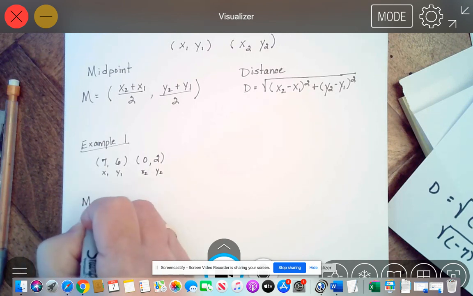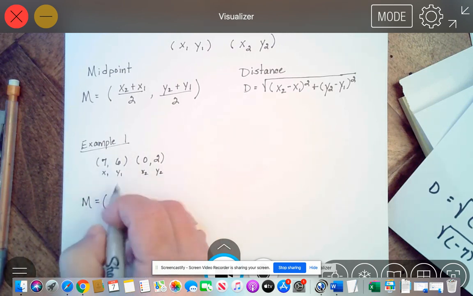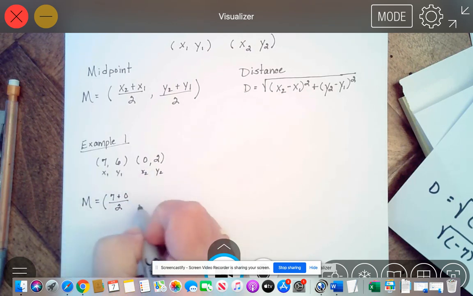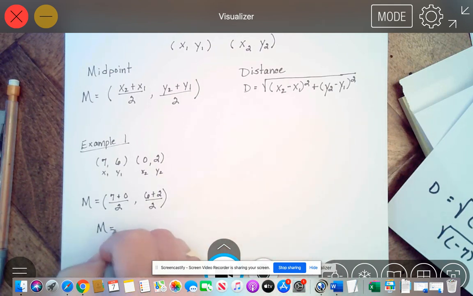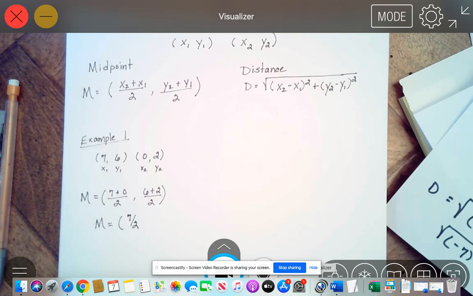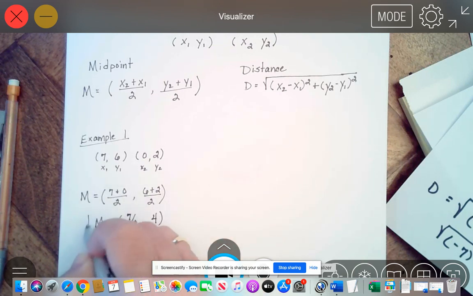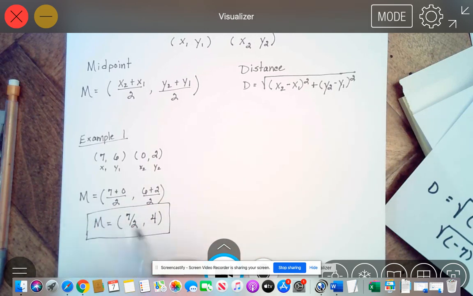So the midpoint, I'm going to take 7 plus 0, the x values, and divide by 2. And the y values, 6 plus 2, and divide by 2. So my midpoint, 7 plus 0 is 7 over 2. You can put 3.5 or just 7 over 2. And then the y values, 6 plus 2 is 8. 8 over 2 is 4. So there is my midpoint between those 2 coordinates.